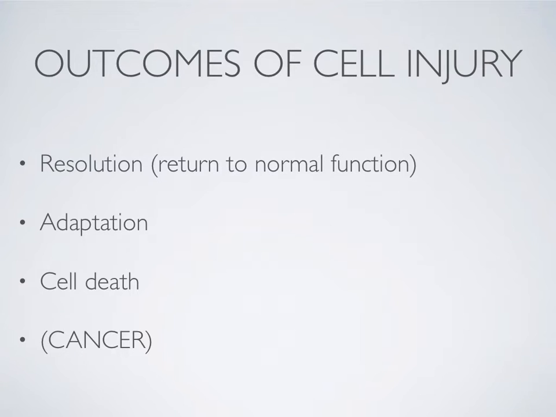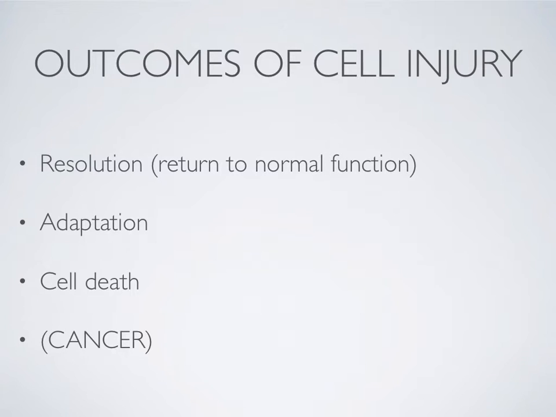As I mentioned at the very beginning, some of these responses to injury actually result in adaptation. So the cell takes a hit, it adapts, it gets stronger, and so it actually changes in response to this, and now it's a little bit better suited to the environment that has that type of stress. If the damage is too great, you can end up with cell death.